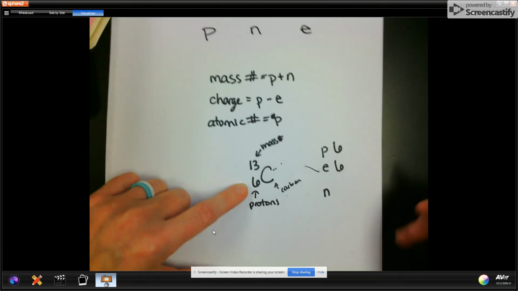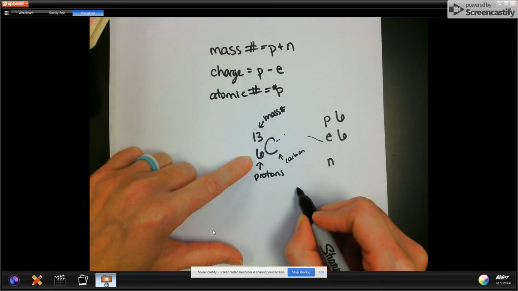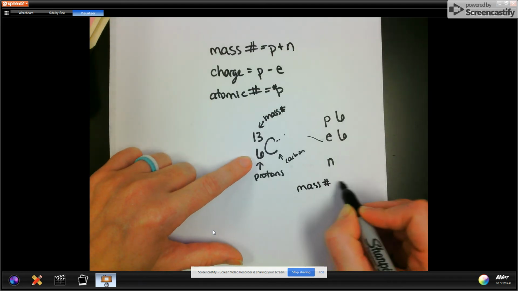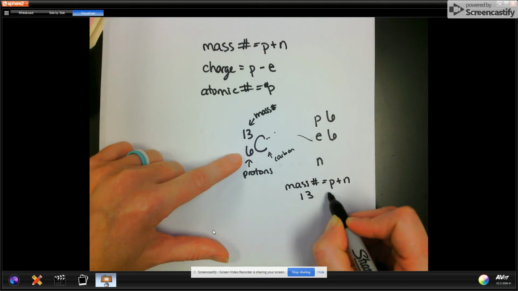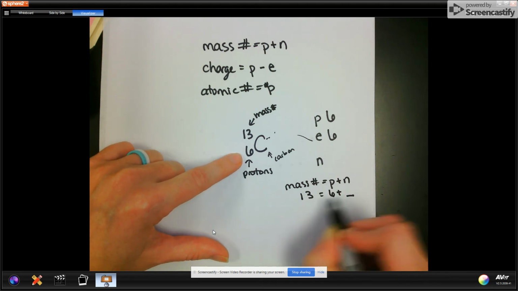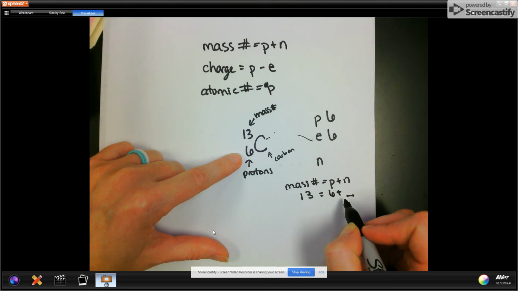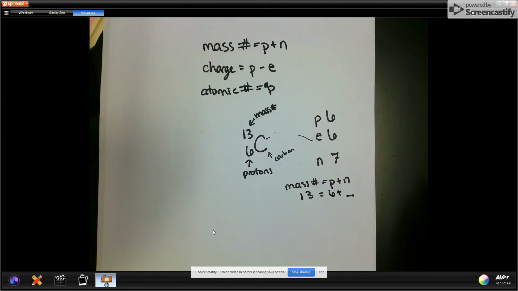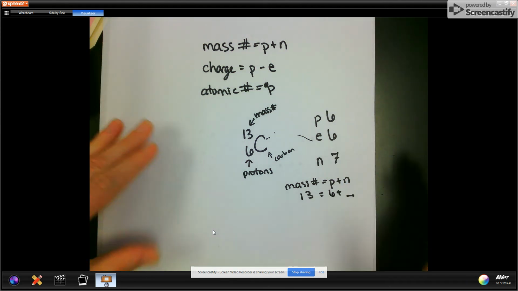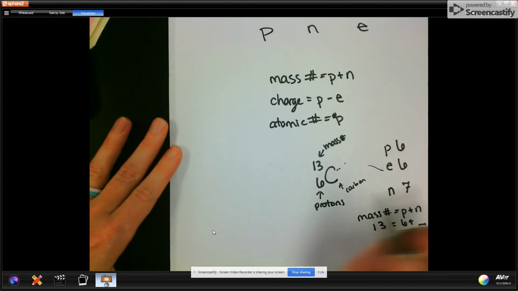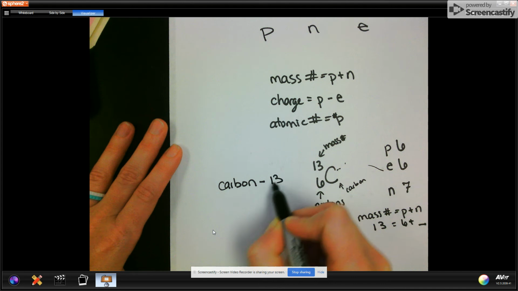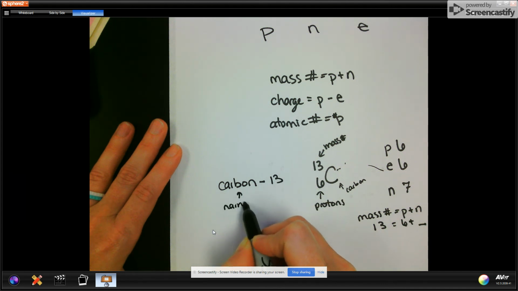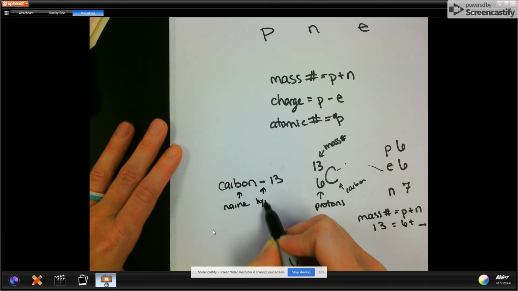Okay, neutrons, how you figure that out is you take your mass number and you plug it into this equation. Mass number is 13, protons is 6, 6 plus some number gives me 13. That's going to be 7. So that's how you get it from that. And then you have your hyphen isotopic notation where you take the name, carbon, hyphen, the mass number. So this is where it's important that you still know your elements.